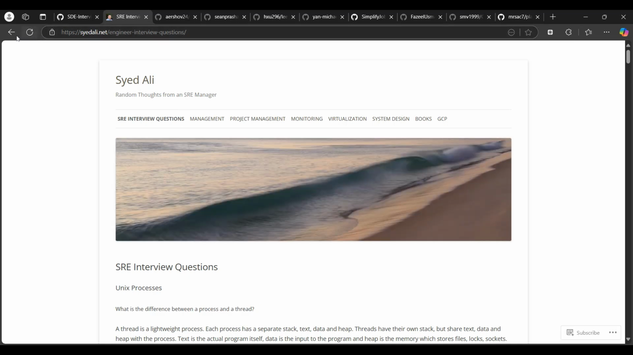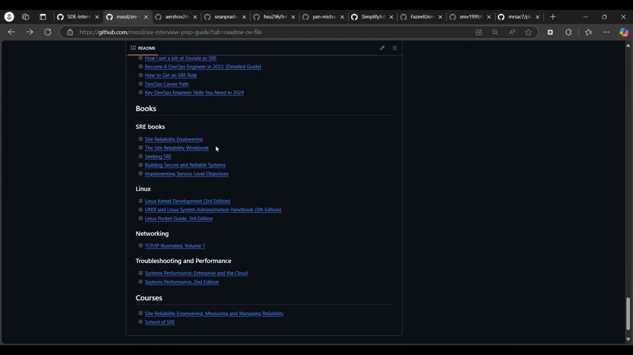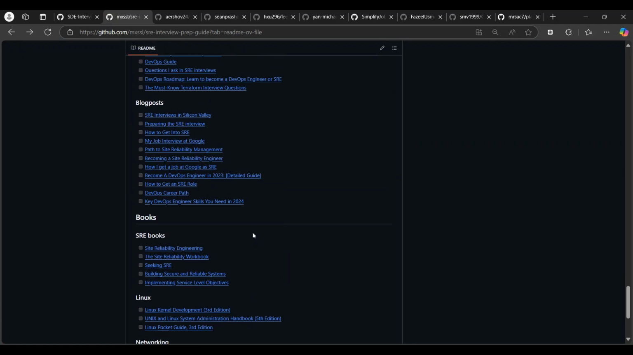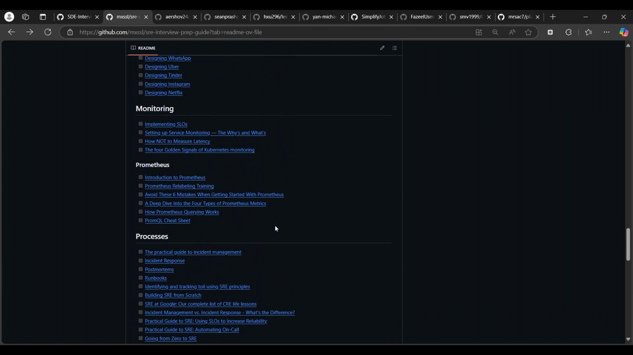You will get fully prepared for the SRE role, and it will be really helpful for you to cover each and every topic from the beginning of the SRE role, so that you will be job ready and crack any SRE role. Some books and some courses have also been added, so you can look into this GitHub repo, spend some time, and crack your SRE role.